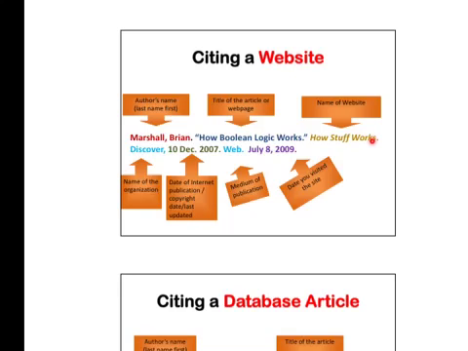Don't do anything to it, no italicizing, no underlining, just plain with a comma after it, and the date of internet publication or the copyright date. In this case, 10th December 2007, period, web, the medium of publication, right? We went from print and now we're onto the internet, so we're on the web. And the last thing you have to remember is to add the date that you visited the website.